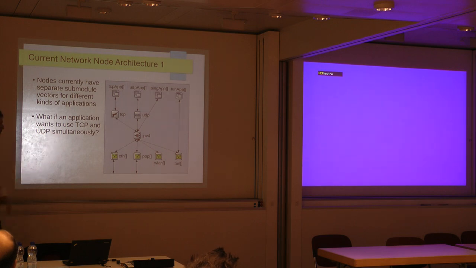This is a simplified model, just to show that right now we have separate submodules for different kinds of applications like TCP, UDP, ping, and tun applications, which is kind of weird, because what if an application wants to use TCP and UDP simultaneously? That's currently not directly possible. You could derive from the base modules and write your own nodes, but it seems very inconvenient, because that's not what we want as a feature of INET.